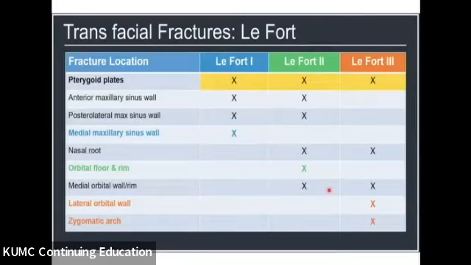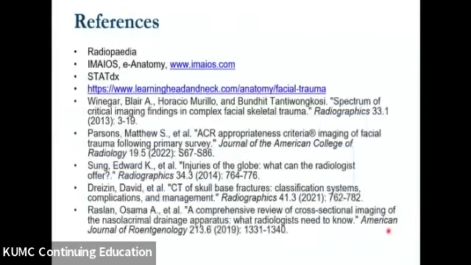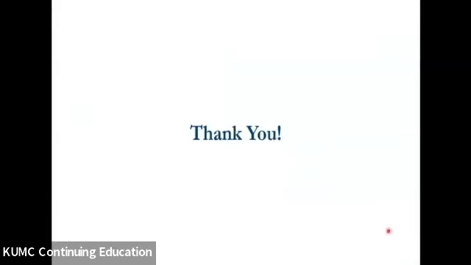And here's a nice diagram just summarizing everything we just talked about. This is from Tabby Kennedy at the University of Wisconsin. So you need pterygoid plate involvement for all these. And then the thing that's going to define a Lefort 1 is the medial maxillary sinus wall. Lefort 2 is going to be orbital floor, orbital rim. And a Lefort 3 is going to be your lateral orbital wall and your zygomatic arch. So that's everything we talked about here: single strut, lateral midface, central midface, transfacial fractures. So list of references. And thank you.